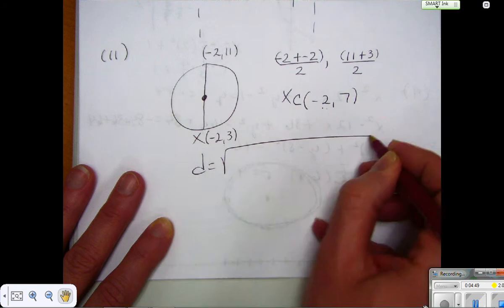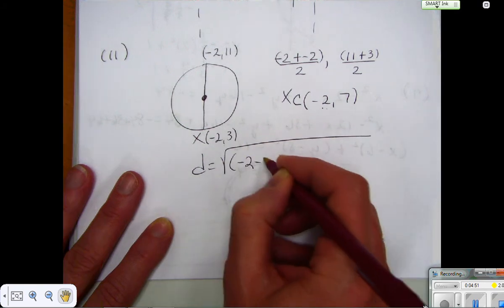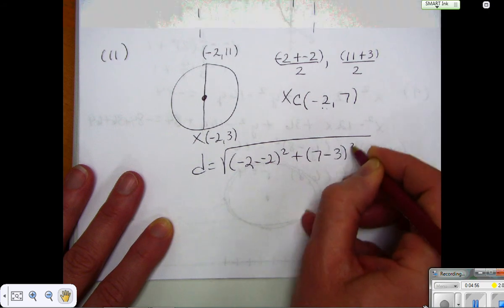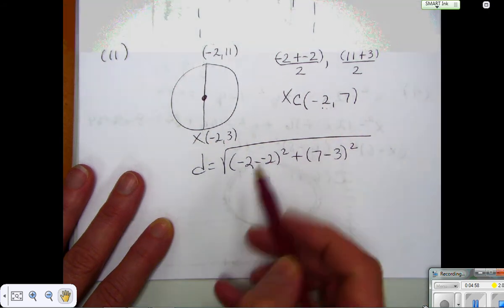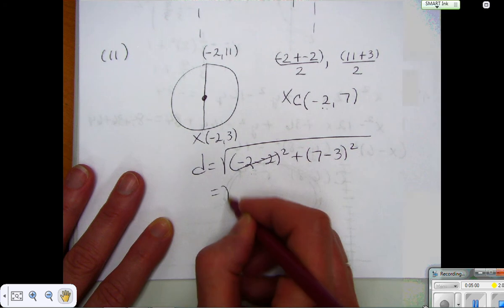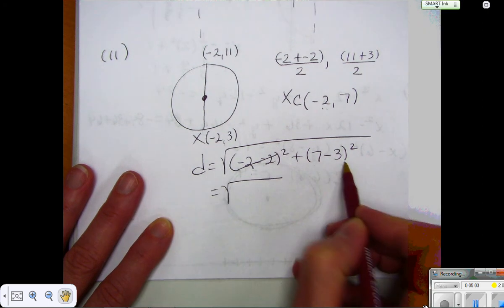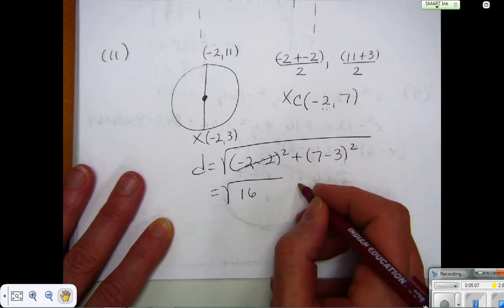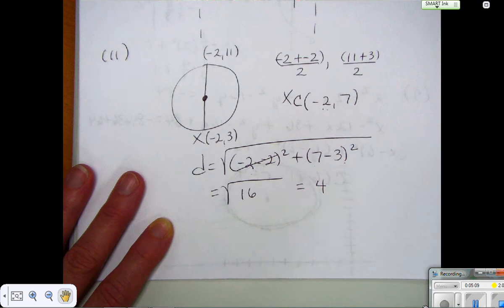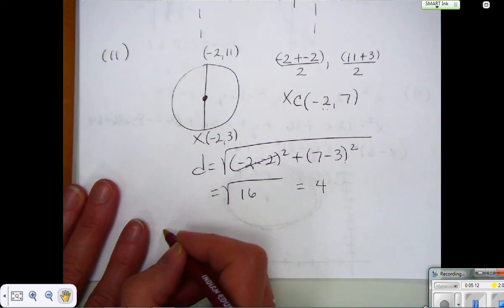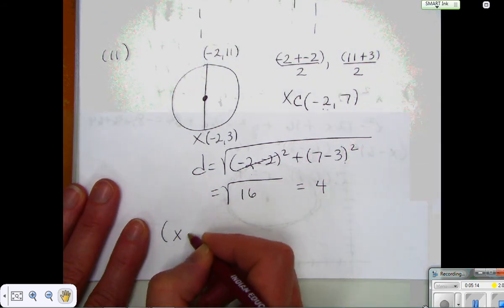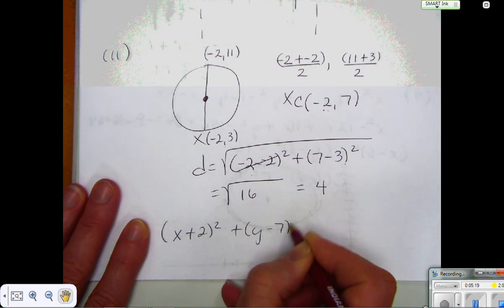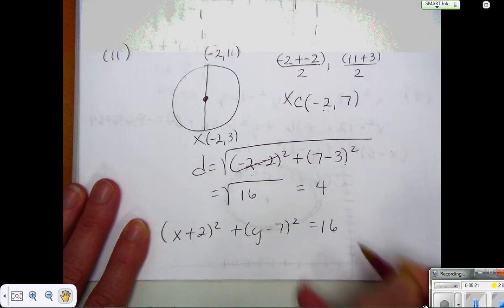So the distance equals the square root of x minus x squared plus y minus y squared. And this -2 minus -2, that's going to be 0, so that's pretty much gone. 7 minus 3 is 4. 4 squared is 16. So your radius is going to be 4. Okay, so let's write the equation. X plus 2 squared plus y minus 7 squared equals 16.